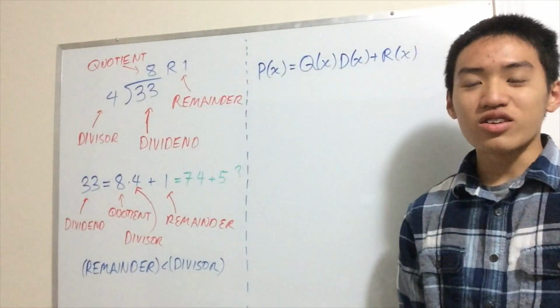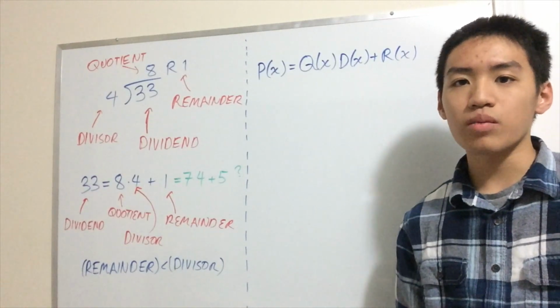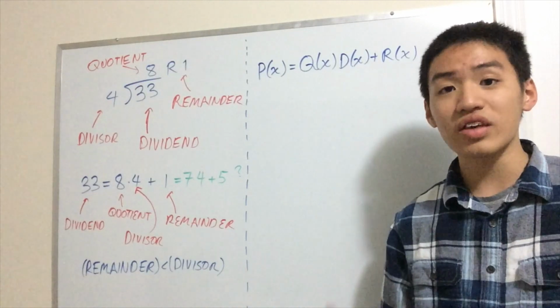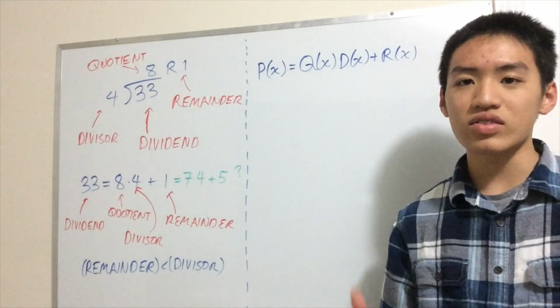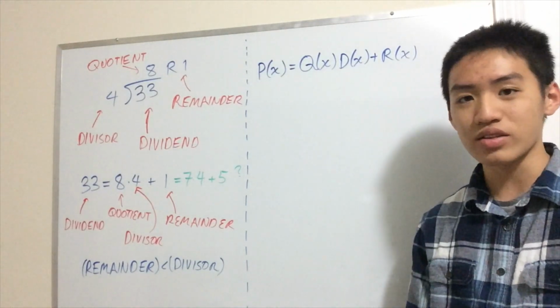Hello, today we're going to learn the remainder theorem. But in order to understand the remainder theorem and all types of what we call Euclidean division of polynomials, and that may be a scary name, but it's actually not too hard of a concept. In order to understand it, we need to have a solid understanding of what division is in the first place.